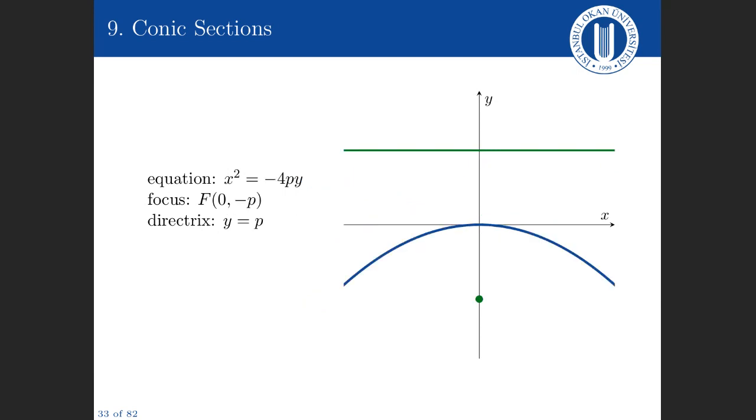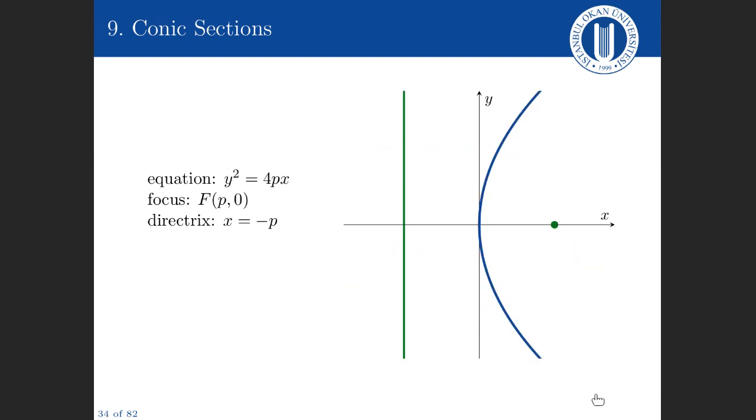We might turn our picture upside down. Suppose now we put the focus at (0, minus p). We put the directrix as y is equal to p. And then our parabola has equation x squared is equal to minus 4py. I've just put a minus on everything. So instead of plus 4py, it's now minus 4py. Or I might rotate the picture 90 degrees.